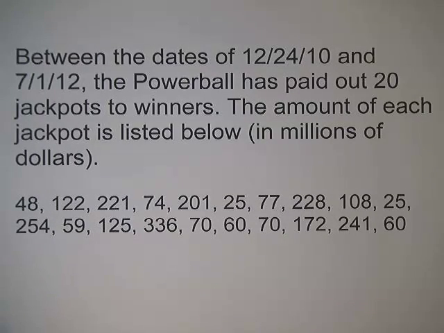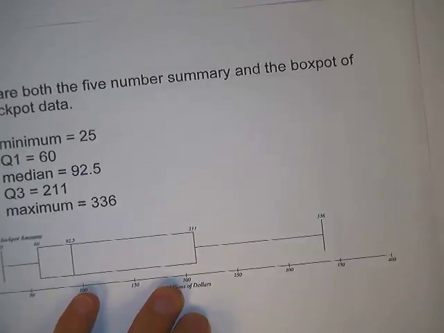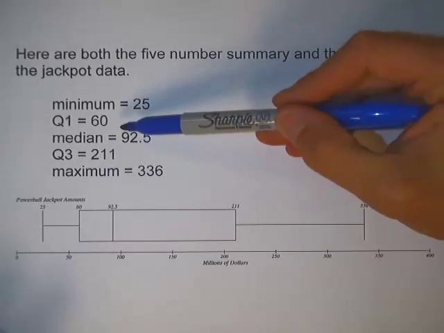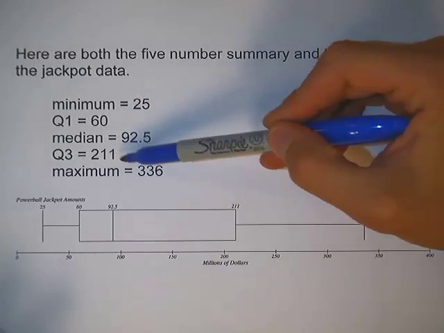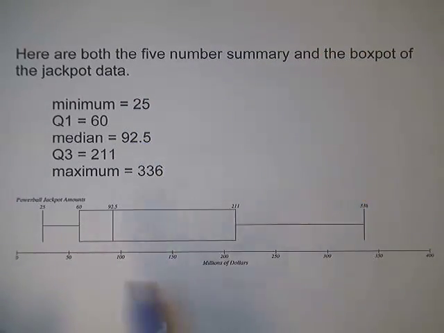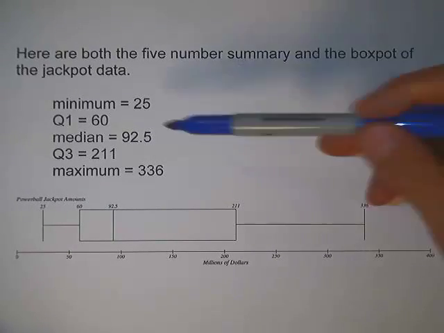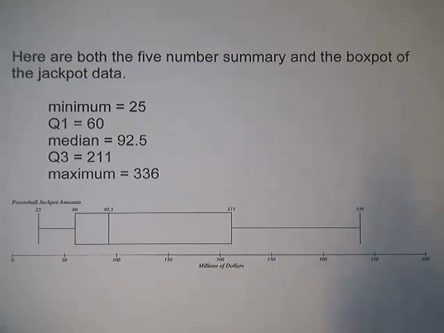So remember, we always like to organize and summarize our data. So I have done that. So here are both what we call the 5-number summary and the box plot of the jackpot data. Recall that the 5-number summary consists of the min, the Q1, the median, Q3, and the max, or the maximum. And here is that same data displayed as a box plot. So we have minimum, Q1, median, Q3, maximum. Okay, and we have our scale listed here. So this is quantified here and then graphically displayed here.